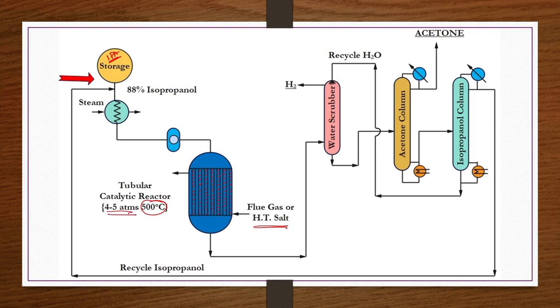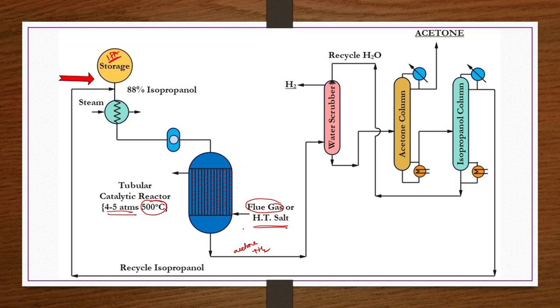In order to get such a high temperature, you may also use flue gases and then combust them to get the required energy. So once the temperature of the heated catalyst inside the tubes reaches 500 degrees centigrade, then you can allow the vapors of isopropanol to pass through these tubes, so that the dehydrogenation of isopropanol will take place, and then you get acetone plus H2 mixture, right.